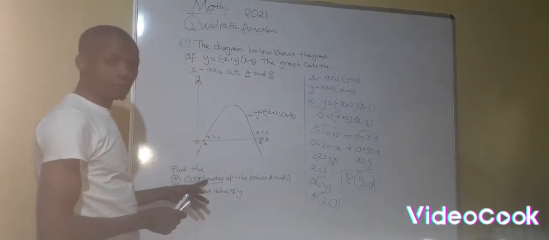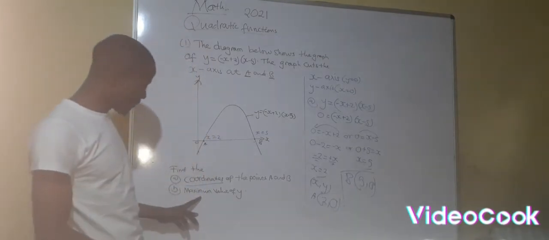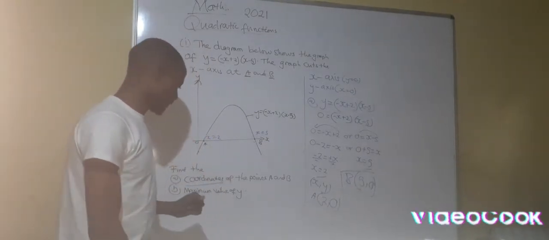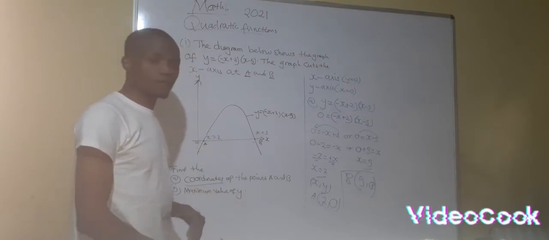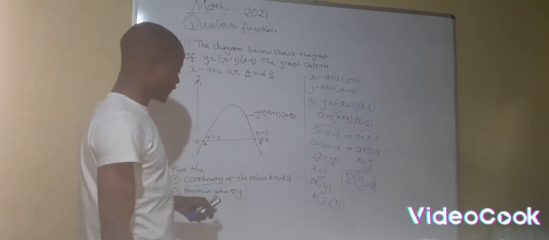Question A, we are done. We have found the coordinates of points A and B. We go to question B. We find the maximum value of y. The maximum value of y is also called the y coordinate of the turning point.